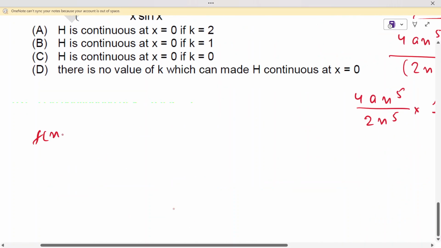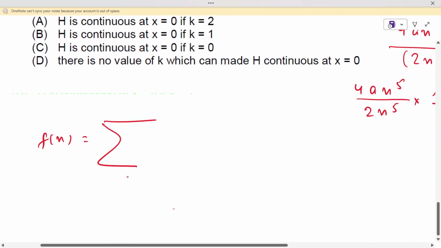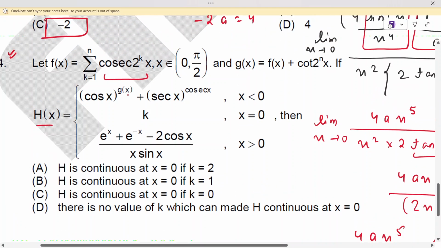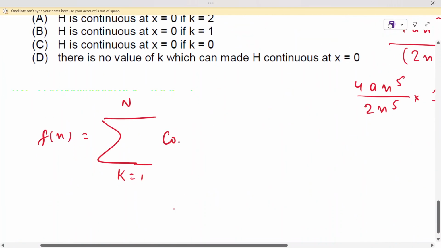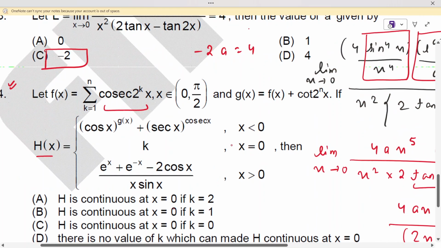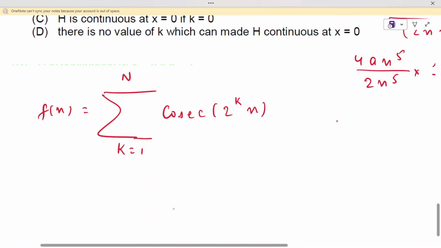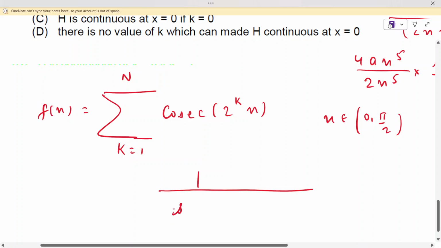So f(x) is actually the sigma, k equal to 1 to n, of cosec 2 to the power kx, where x belongs to 0 to pi by 2. This I have to solve. Many people are not able to recognize how we will solve this sigma because only one term is there. But it is actually a telescopic problem.